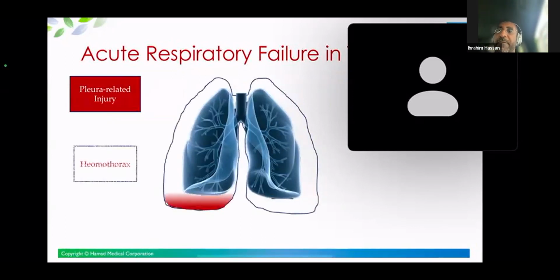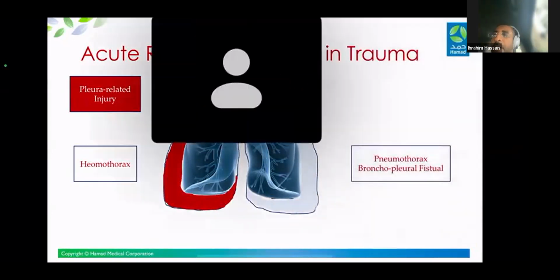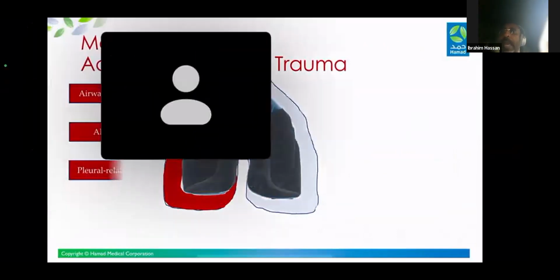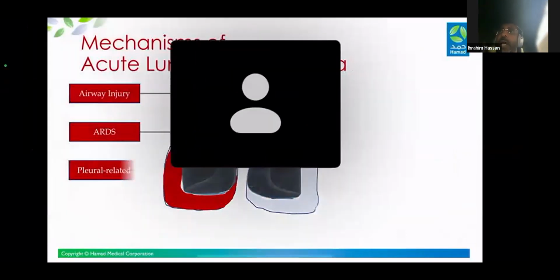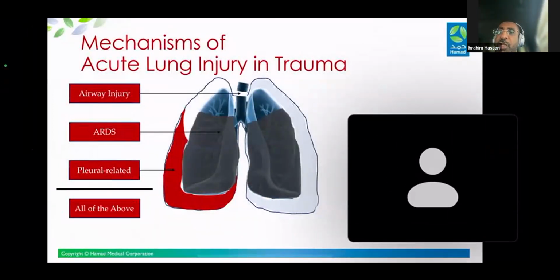Obviously you can have bleeding, so you can have hemothorax that can be severe and can cause hemorrhagic shock. You can have pneumothoraxes as well, bronchopleural fistula, as described before. And pretty much you can have all of the above: airway injury plus ARDS plus pleural-related injuries. Management of such a patient is a dilemma. It's difficult sometimes.